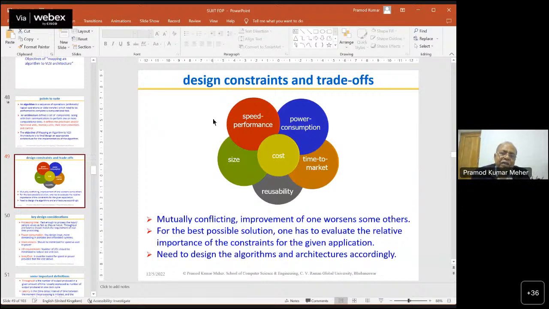Here in the design constraints, what we discuss is the speed performance, that is performance, and power consumption. Area also relates to the size or cost.